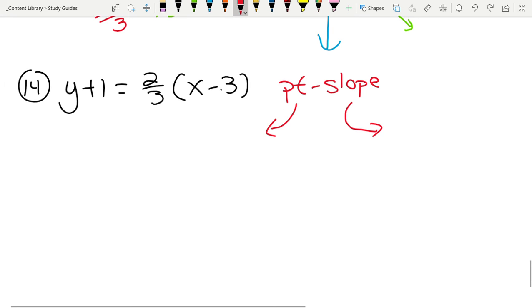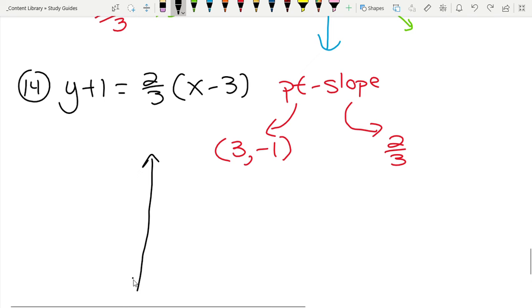So I see a -3 with the x. So that means we use the opposite. So it's a +3. I see a +1 with the y, so I'm going to use the opposite, which is a -1. The slope is our number in front, which is a 2/3. I've got everything I need to make my graph. So I go to my graph, put a point at 3, -1, which is right here.